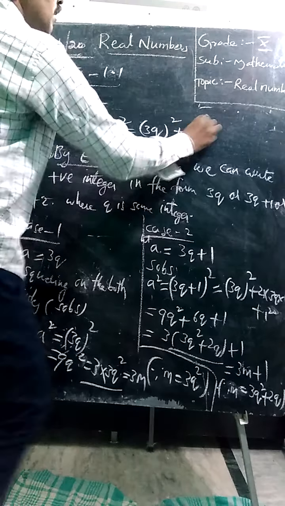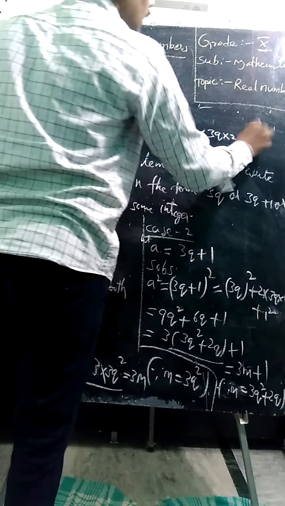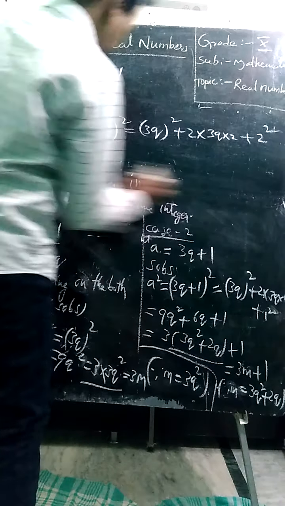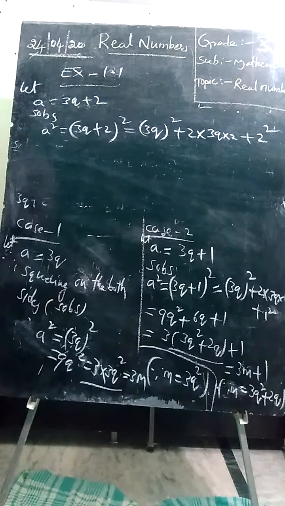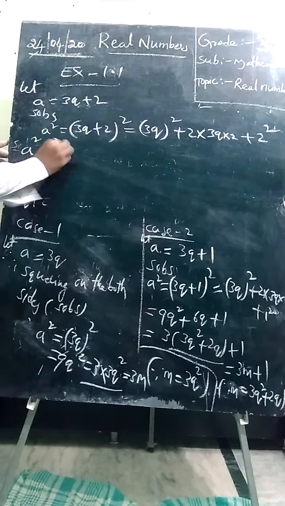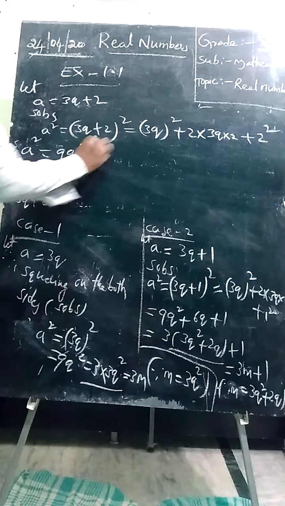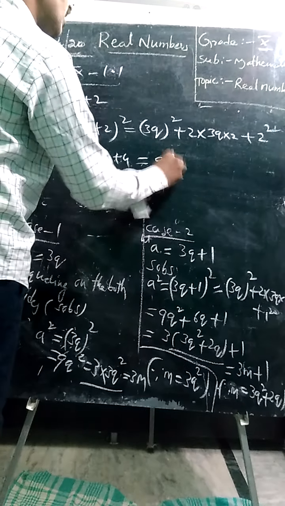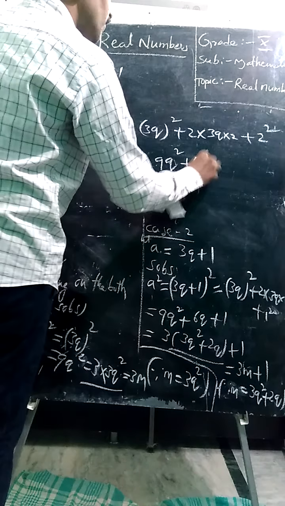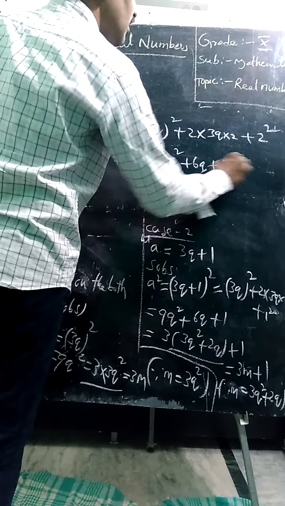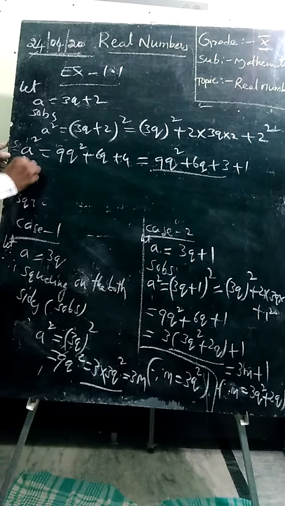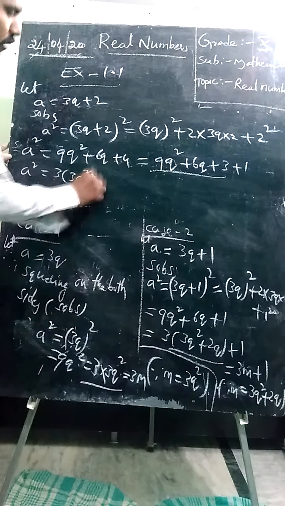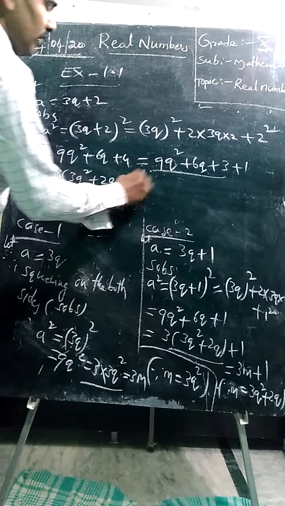A square plus 2ab plus b square. We have it. Yes, friends? Concentrate here. So now just go through it stepwise. 9q square plus 6q plus 4, that is equal to, again for our convenience to get the form, we can write 4 as 3 plus 1. Factorize 3 from these, students. So we have 3 into 3q square plus 2q plus 1, plus 1.